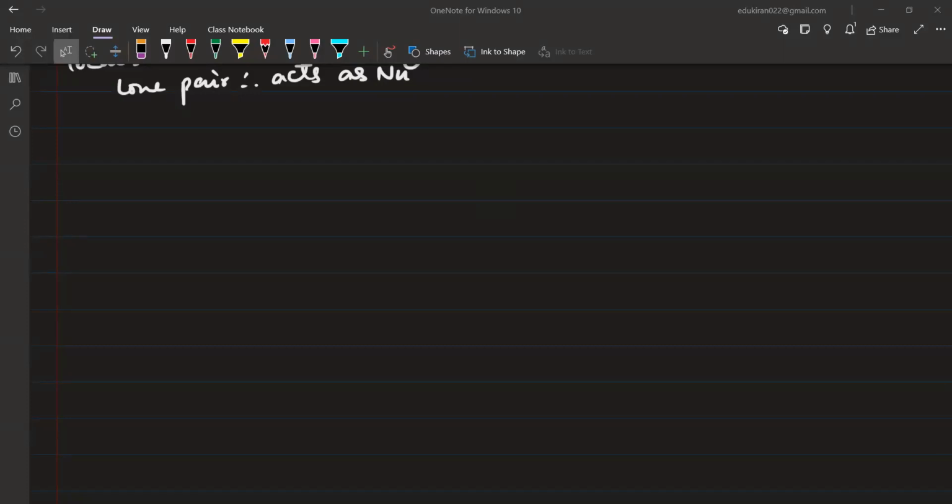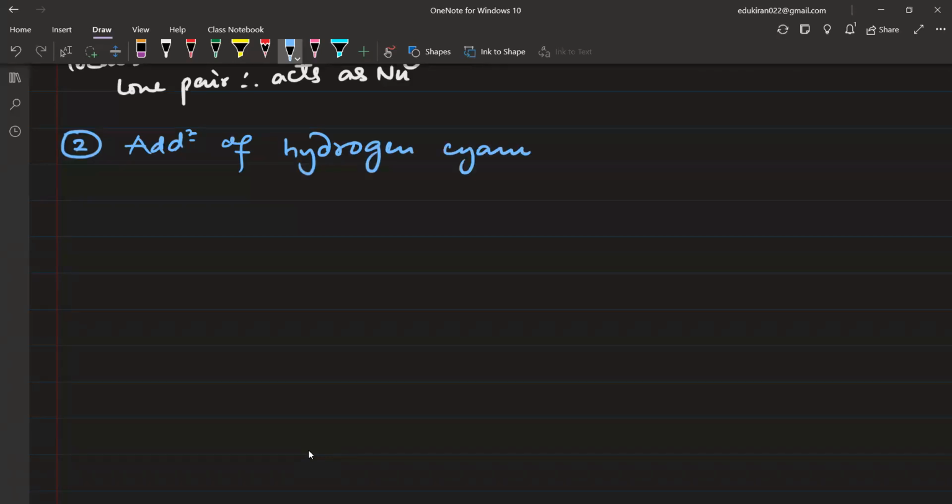Now this is the first reaction. And in this first reaction, we have plenty of reactions inside it, which follow the same pattern. Now the second nucleophilic addition reaction is the addition of hydrogen cyanide, that is HCN.